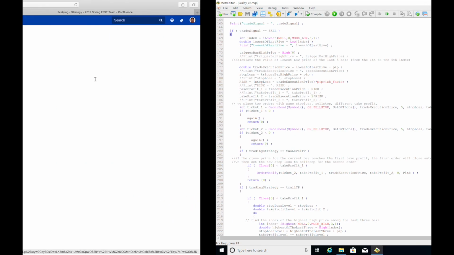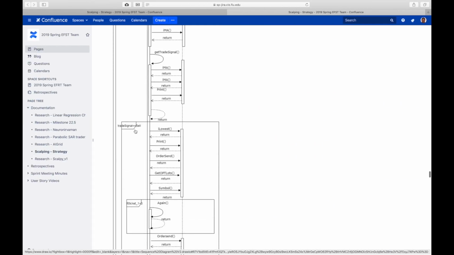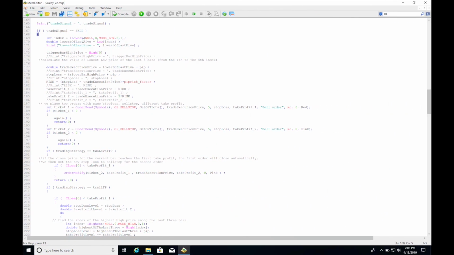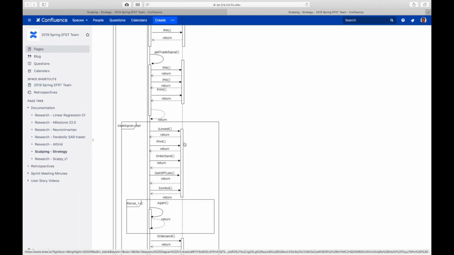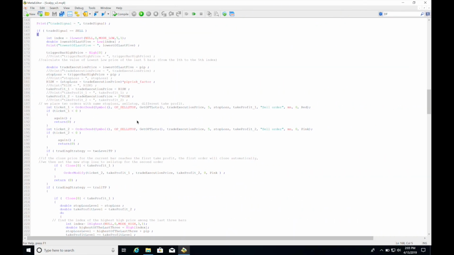So to begin with, on the trade signal is equal to sell, we're going to get the lowest on the last 5, and then we're going to print another number, and then we'll return. The next thing is we're going to calculate our variables for the trade execution price, the stop loss.